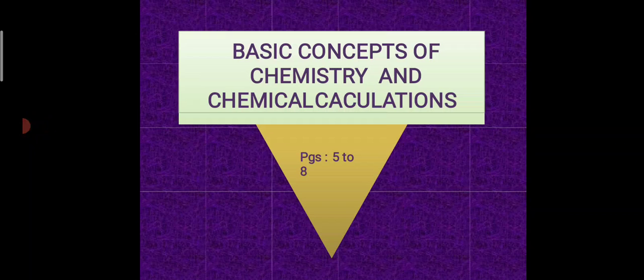In the last class we started with the first chapter, basic concepts of chemistry and chemical calculations. That is, we discussed the classification of matter, what atomic mass is, what molecular mass is, and how to calculate atomic masses. Today we are going to see the mole concept and the Avogadro number.